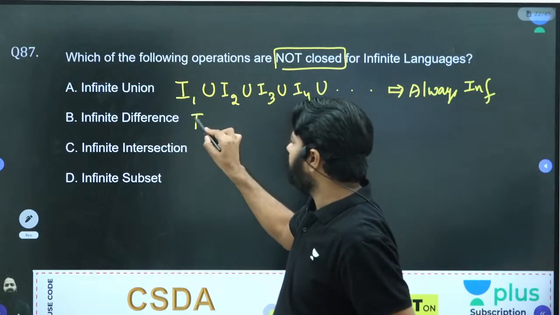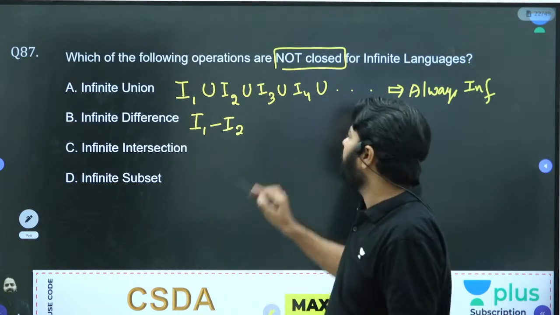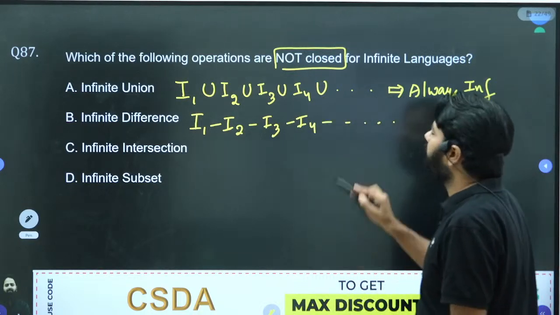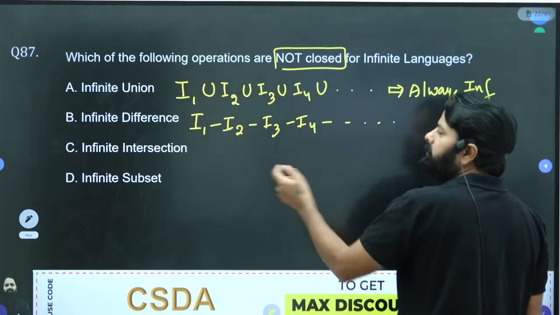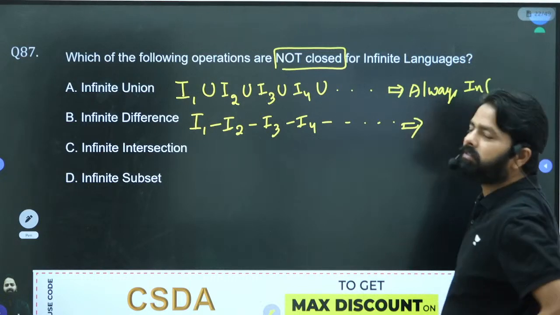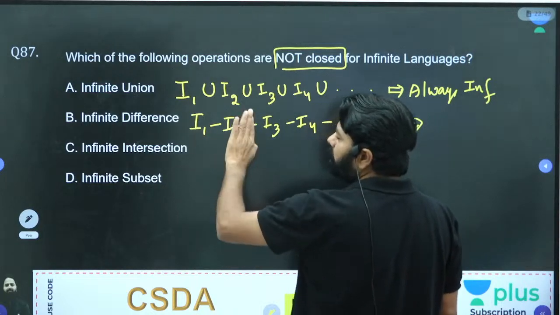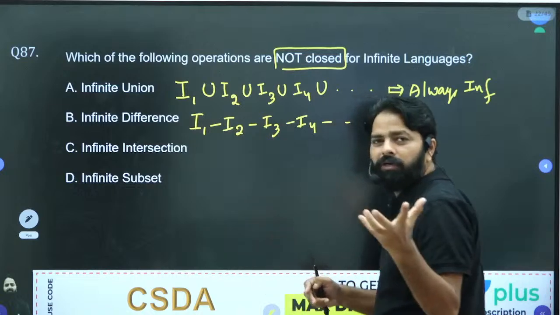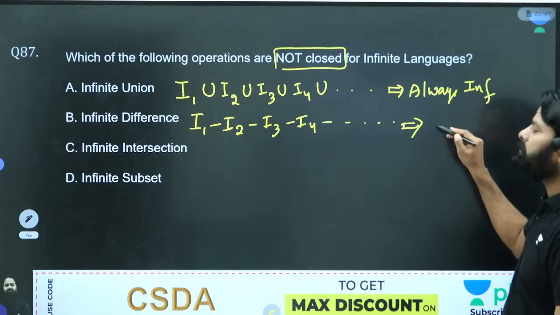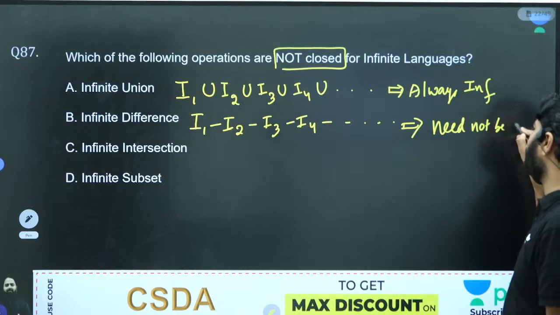Infinite difference, and I1 minus I2. You know, with two languages only, we have no guarantee. Now, can you guarantee? With infinite languages we have infinite times, we are going to take the difference, right? So the result may be finite sometimes. How can you guarantee that? Suppose I1 is the same language A star minus A star, you got phi here. Phi minus anything is phi only. You may get phi also, but phi is not infinite. So it's only sometimes infinite. You can say it need not be infinite, may be infinite, may not be infinite.